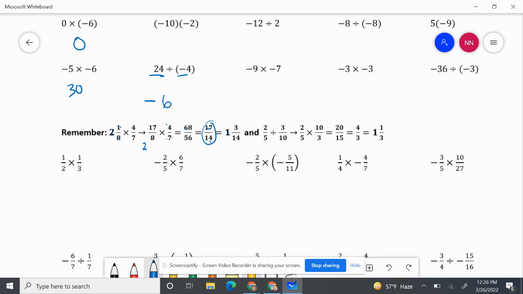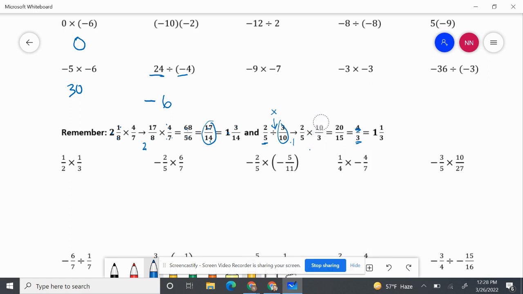Now with dividing, what we have to do is we multiply by the reciprocal. Another way of saying this is keep, change, flip. We keep the first fraction, we change the division to multiplication, and we flip the second number. So we have the 2/5, we change it to multiplication, and we flip the 3/10 to 10/3. Once again, I like to cross cancel 1 and 2. So 2 times 2 is 4. 1 times 3 is 3.